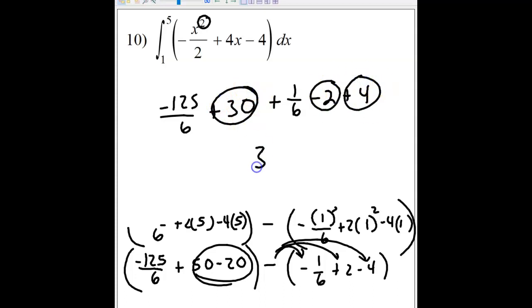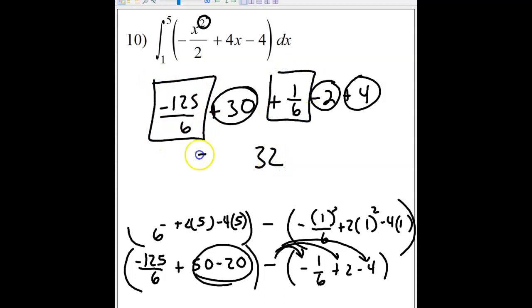And so I'm going to combine all the normal numbers first. That's going to give me 32. And then I'm going to combine the fractions next. That's going to give me negative 124 over 6. And then I wonder if we can reduce that. Well, I know that we can reduce this. I know 2 goes into both of those. So negative 62 over 3.